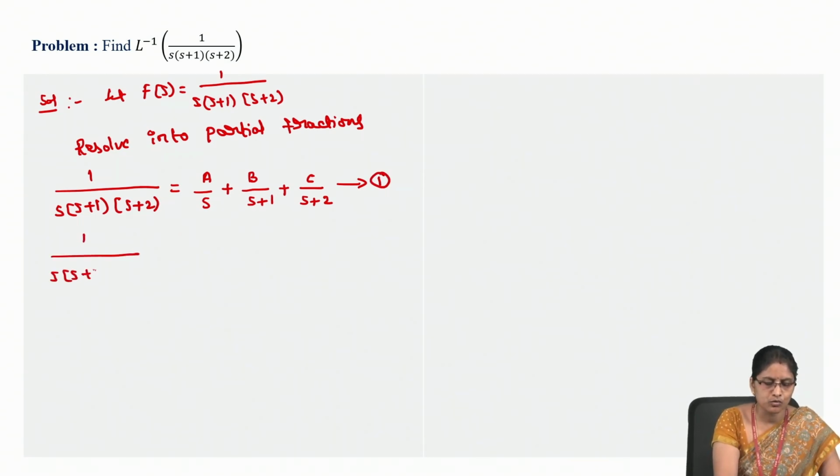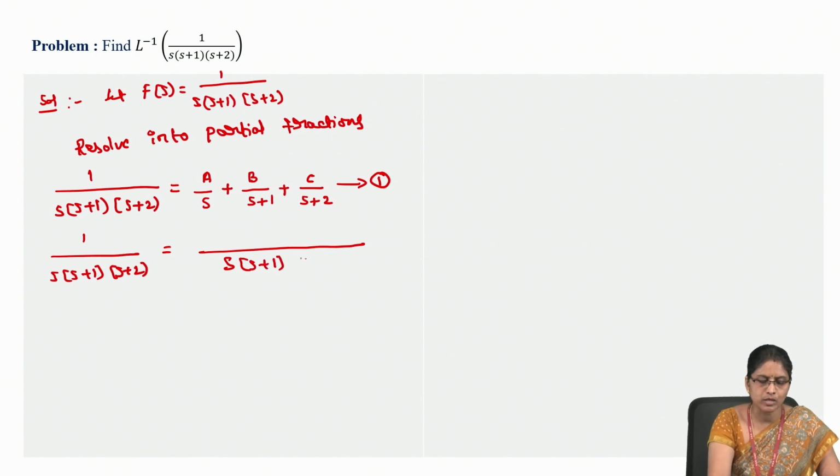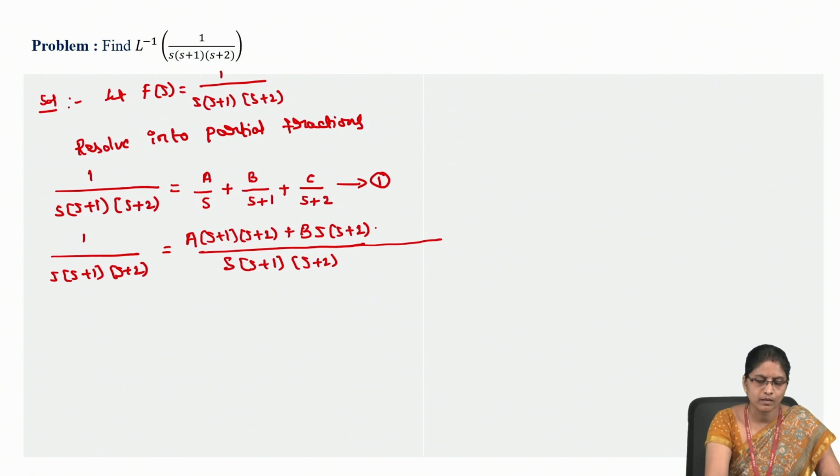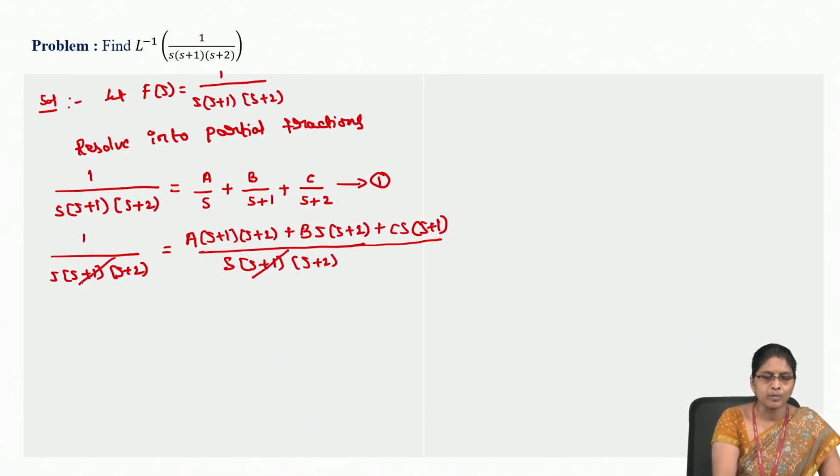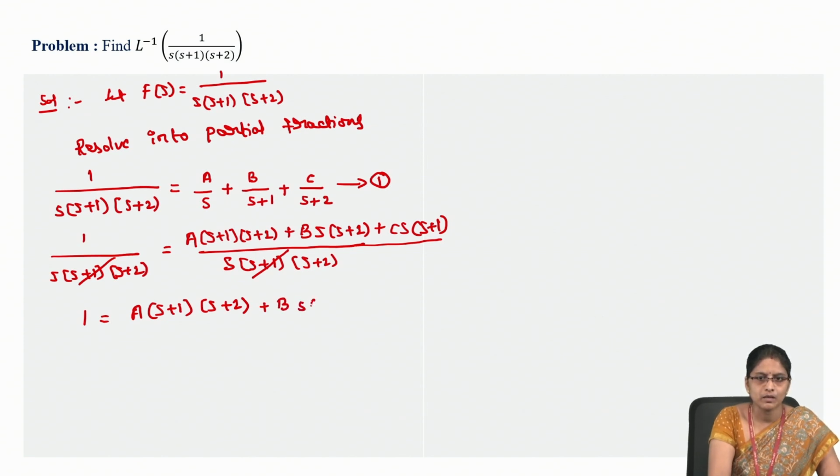1 by s into s plus 1 into s plus 2 is equal to, first take LCM, s into s plus 1 into s plus 2, a into s plus 1 into s plus 2 plus b s into s plus 2 plus c s into s plus 1. Cancel denominator. 1 is equal to a into s plus 1 into s plus 2 plus b s into s plus 2 plus c s into s plus 1. We call it as equation 2.